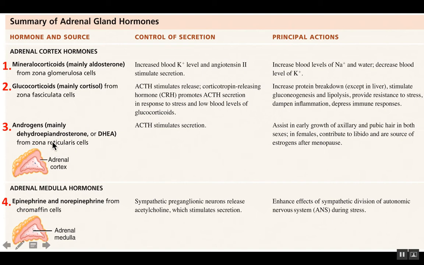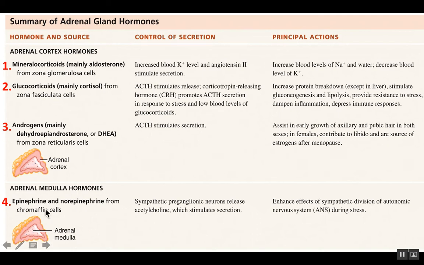The next layer, called the reticularis, produces a group of hormones called androgens. Androgens are precursors to sex hormones. They assist in early growth of axillary and pubic hair in both sexes. In females, they contribute to libido and are the source of estrogens after menopause. So a lot of times you think of these sex hormones as being produced by gonads, ovaries, testes, but there's a small amount of them, these precursors, androgens, produced by the adrenal cortex.